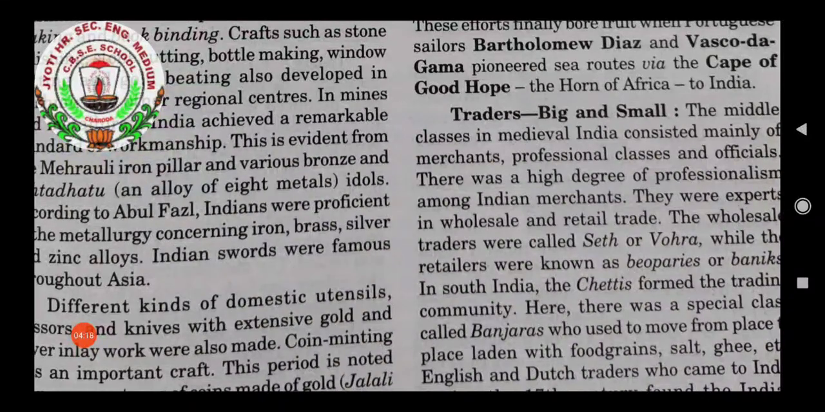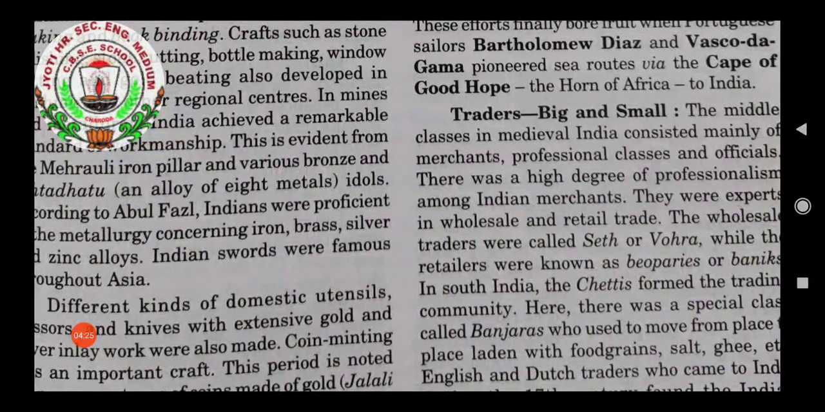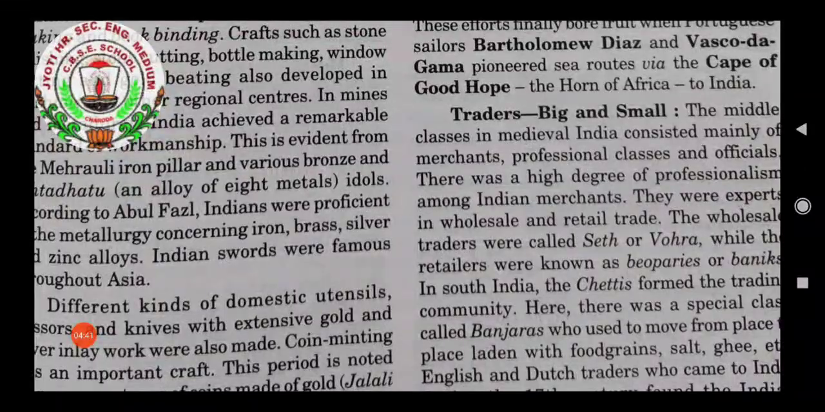Here now we'll talk about the merchants. All these merchants had a very high degree of professionalism, meaning they always followed the professional rules or the business rules during their trade. As that particular class was there for the trade, the merchants became very much expert in the wholesale and the retail trade.